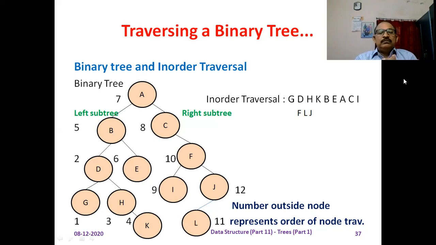What will be the next most suspended activity? Here you can see the node B. So we have finished the left subtree of node B. Now the control goes to the root of B, the node B, root node B. So B is printed on the screen.